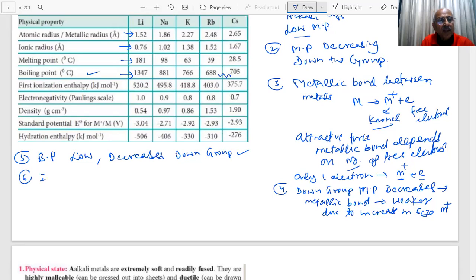Then first ionization enthalpy we have already explained. It is inversely proportional to the atomic size, student, always. Bigger the size, smaller the ionization enthalpy, as you can see in this case. Decreasing kilojoules per mole. Noted? Have you noted it?